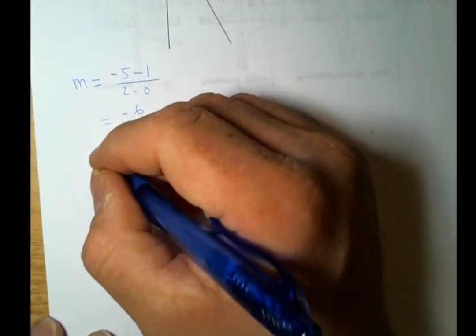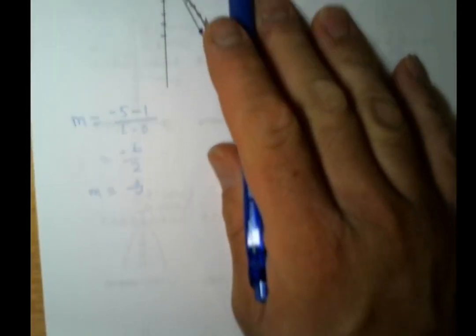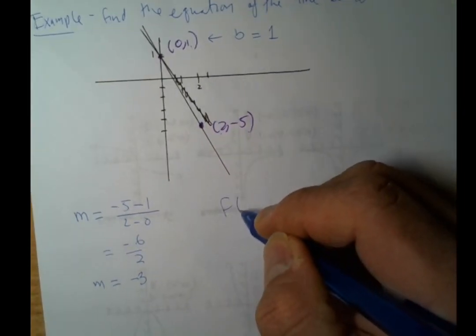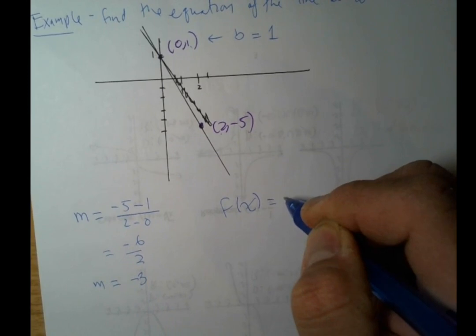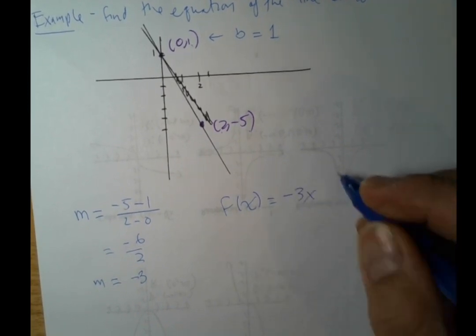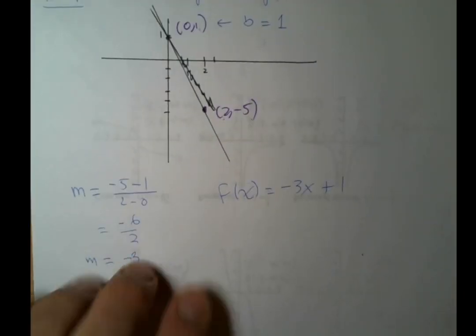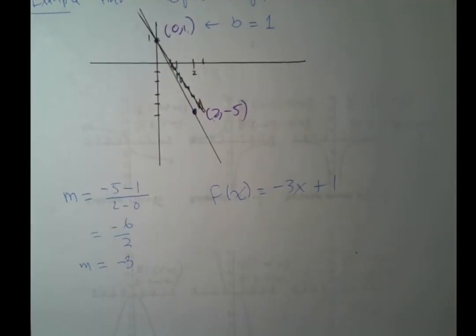All right, so now I have my slope. And again, from the graph, I found b. So I can right away jump to my slope-intercept form. Plus 1. All right, and that's how we find the equation of that line right there. Okay, let's try one more example here.